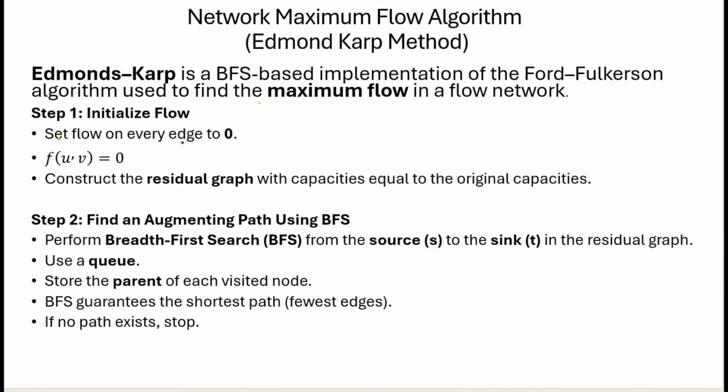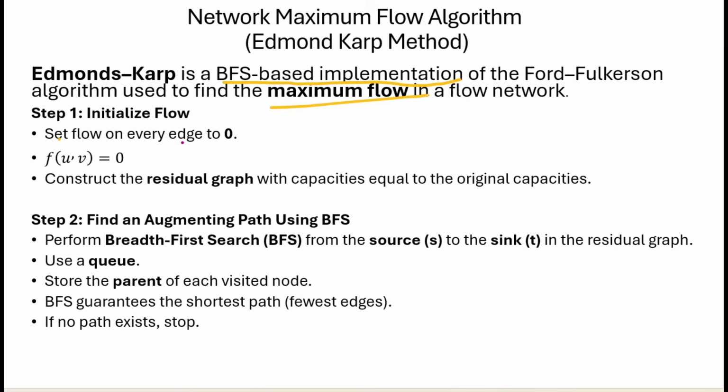Hi everyone, the topic is network maximum flow algorithm, Edmonds-Karp method. Edmonds-Karp is a BFS-based implementation of the Ford-Fulkerson algorithm used to find the maximum flow in a flow network. What is the difference between Edmonds-Karp and Ford-Fulkerson?